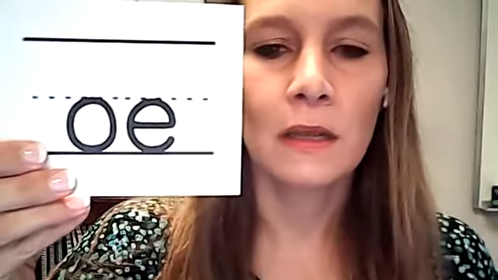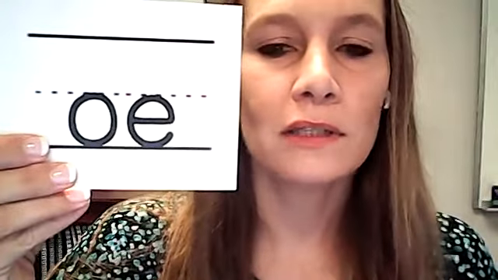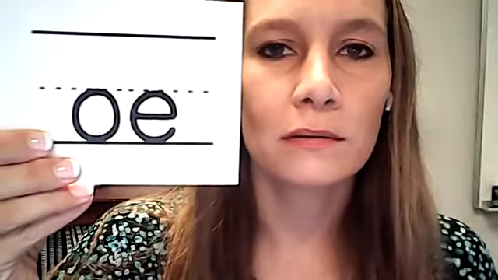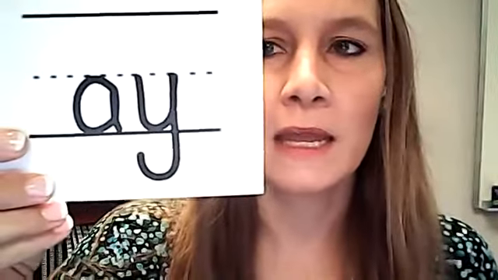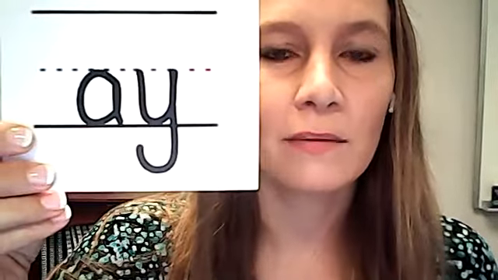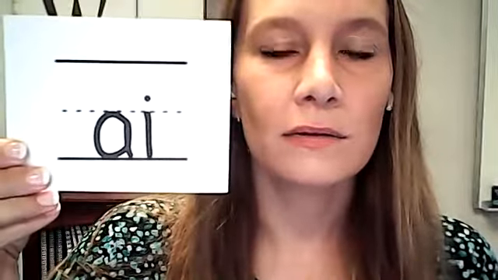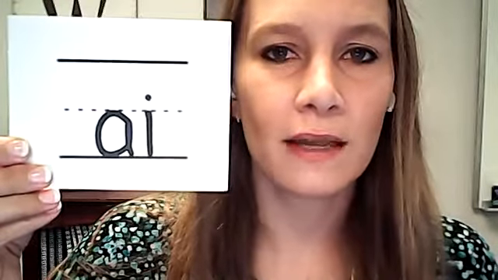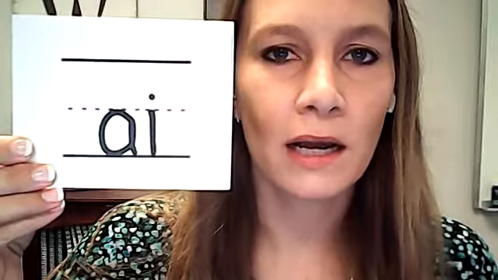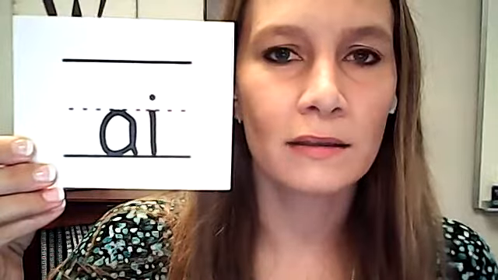My turn. O, the O of toe. Your turn. Good. My turn. A, two-letter A that we do use at the end of English words. Good. A, two-letter A that we do not use at the end of English words. Why not? English words do not end with I. Your turn.